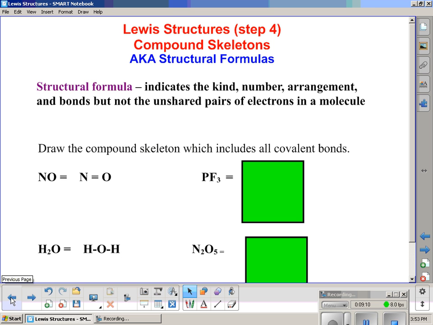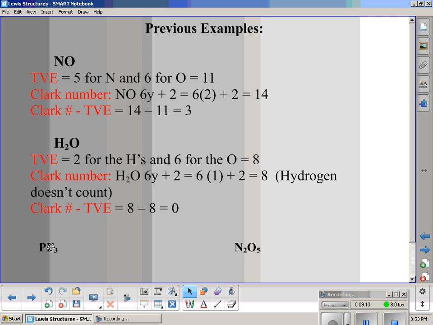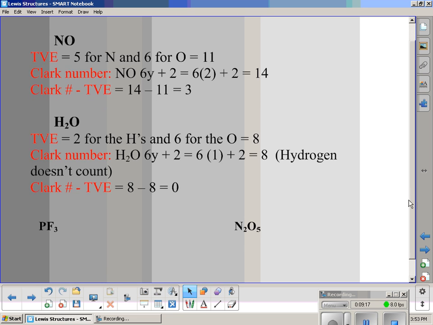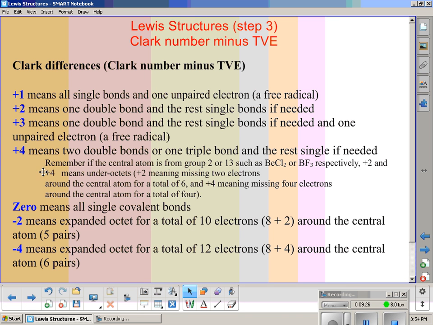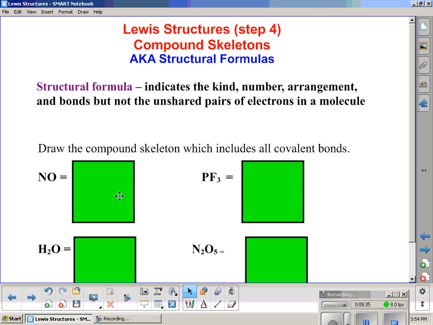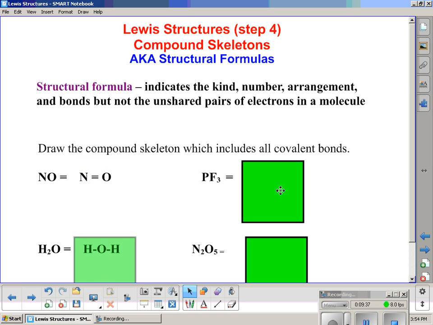Okay. Now if we go back again, you can work through these on your own, and feel free to stop the video, work through these on your own, grab the total valence electrons and the Clark number, find the difference, and then go back to here and you can find out exactly what kind of bonds you should have in your structural skeleton. Now I'm going to click on these two and uncover them. So if you don't want to know the answer, stop the video here if you want to figure it out yourself.